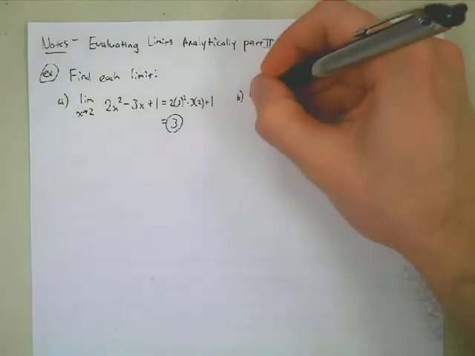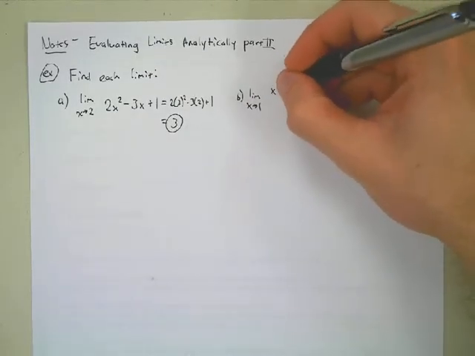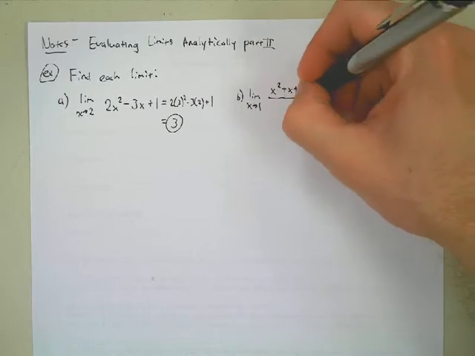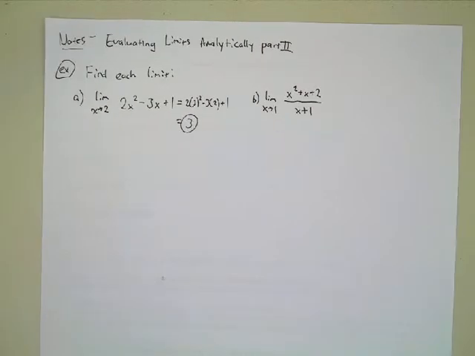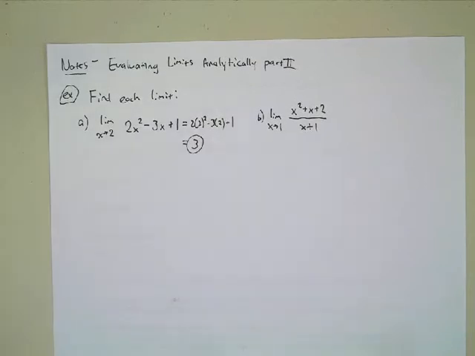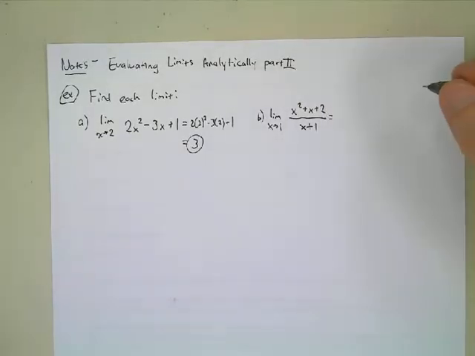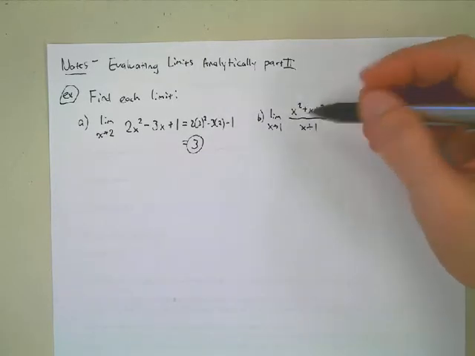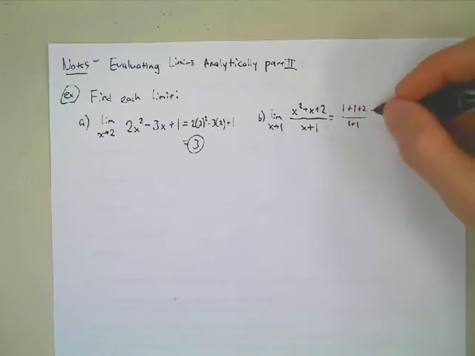Let's try another one here. One more, and then we'll get into a theorem. The limit as x approaches 1 of x squared plus x plus 2 over x plus 1. Again, the first thing we should always try when we go to evaluate a limit is what? Direct substitution. So plug it in. 1 squared is 1 plus 1 plus 2 over 1 plus 1. So 4 over 2, 2.